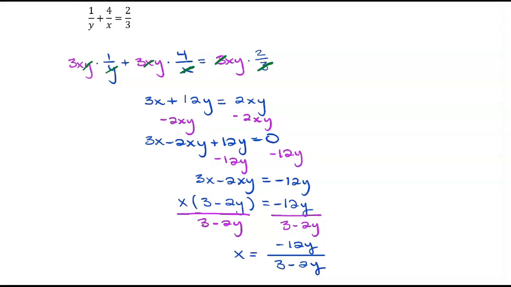As a side note, notice that this is equivalent to positive 12y divided by 2y minus 3. That's if we multiply the numerator and the denominator by negative 1, clearing that negative in the numerator. Now let's switch and look at an application example.